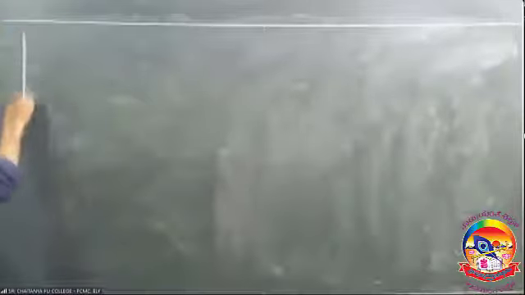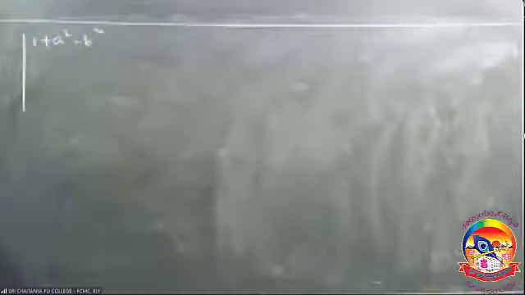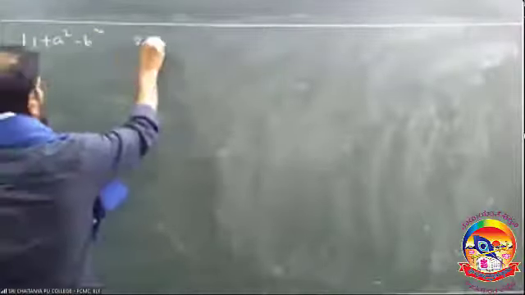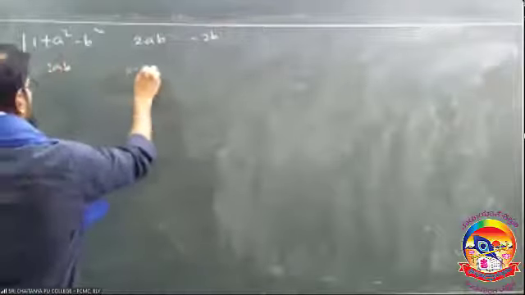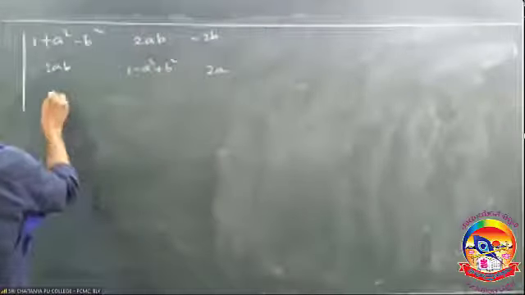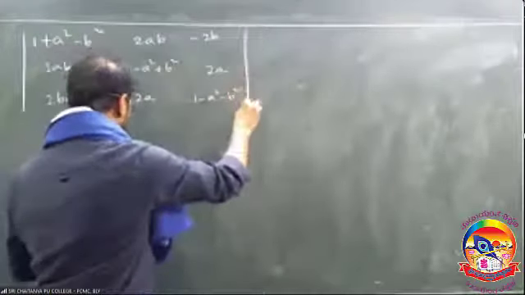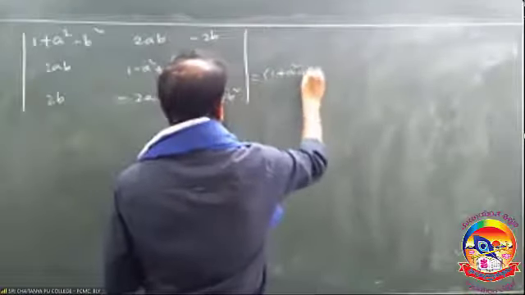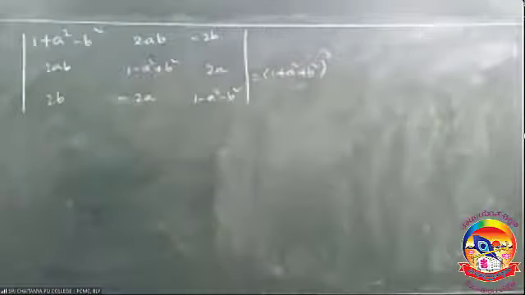Write down det of 1 minus a square minus b square, 2ab, minus 2b; 2ab, 1 minus a square plus b square, 2a; 2b, minus 2a, 1 minus a square minus b square, is equal to 1 plus a square plus b square whole cube. Copy this one and take 2 minutes time.